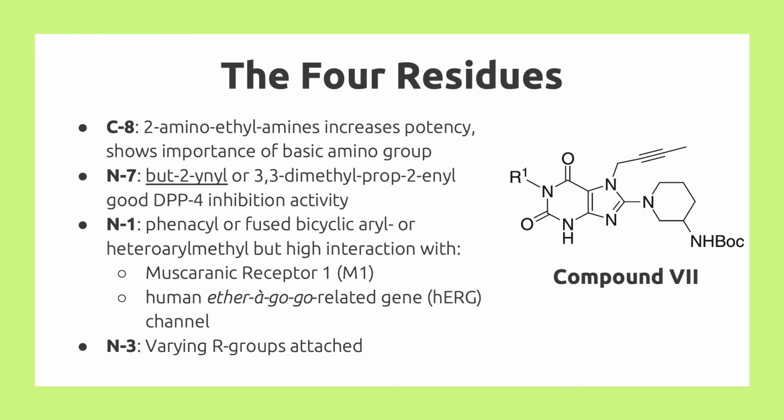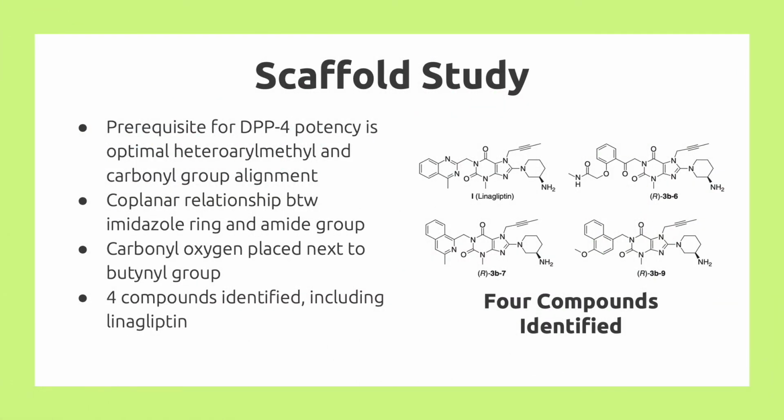For the residue on N3, varying R groups were attached to study its impact, and a new synthesis route was designed with compound 7 as the starting molecule. From the scaffold study, it was concluded that a prerequisite for high DPP4 potency would be an optimal heteroaryl methyl and carbonyl group alignment, where a coplanar relationship exists between the imidazole ring and the amide group, and with the carbonyl oxygen placed next to the butynyl group.